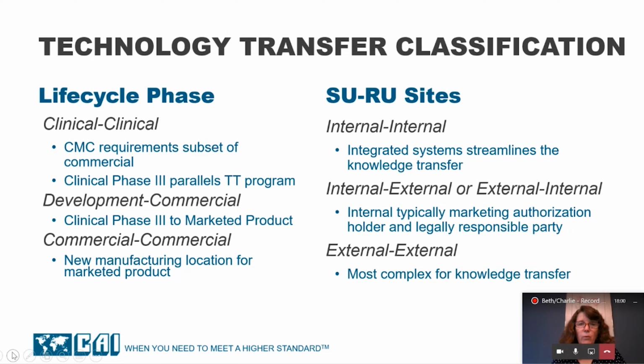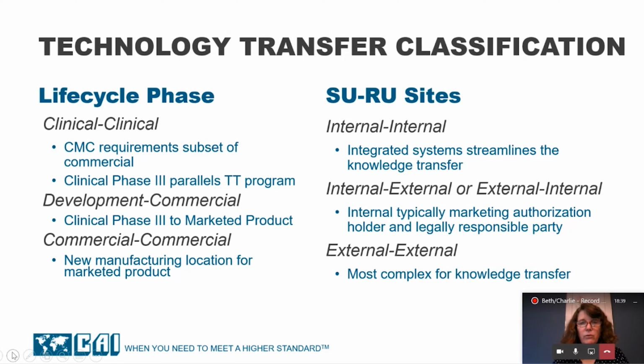Next is knowing the implications of your sending unit and your receiving unit sites, and what implications those would entail are dependent on whether that site's internal or external to your organization. So the first kind of transfer you may do is an internal to internal transfer. So that's where you're going from one internal site to another internal site. These are usually considered the easiest kind of technology transfers because there's integrated systems that will help you to streamline that knowledge transfer. There's interconnectivity, there's cooperation between sites. All of that is already in place.